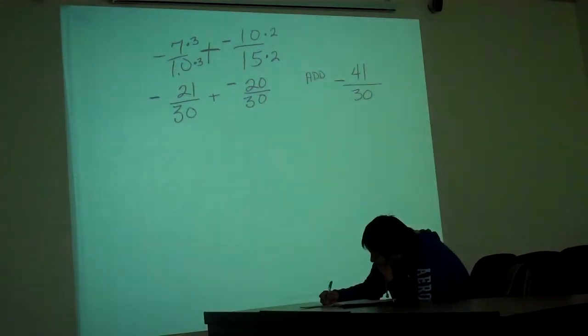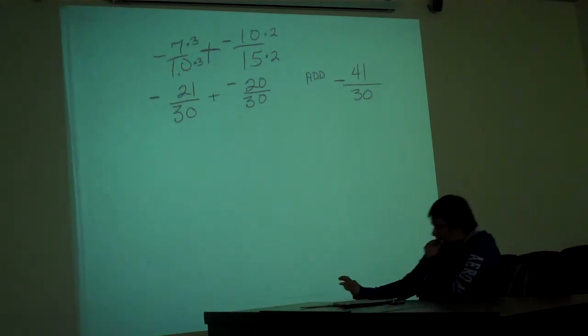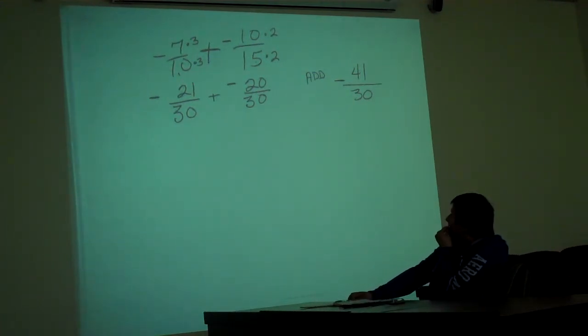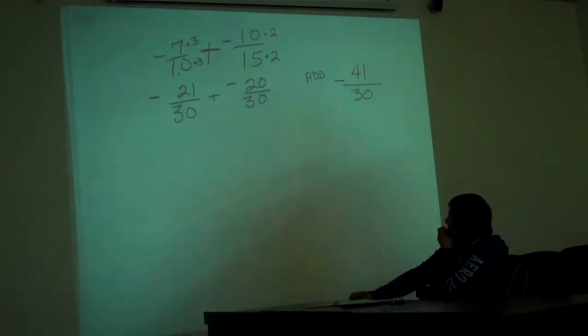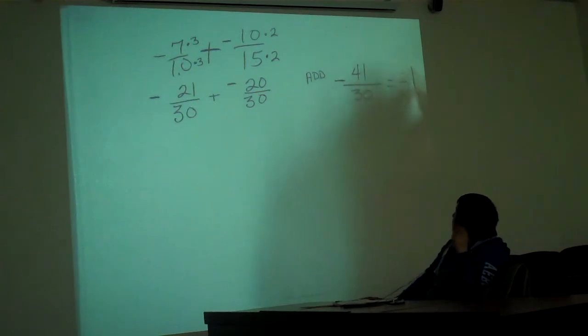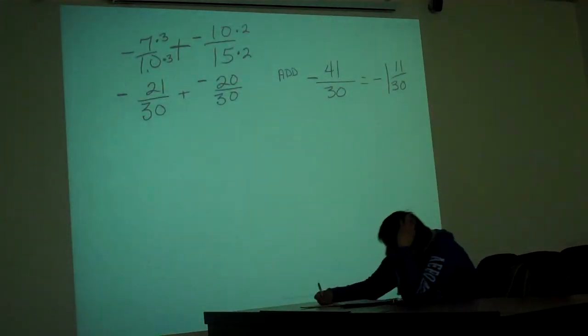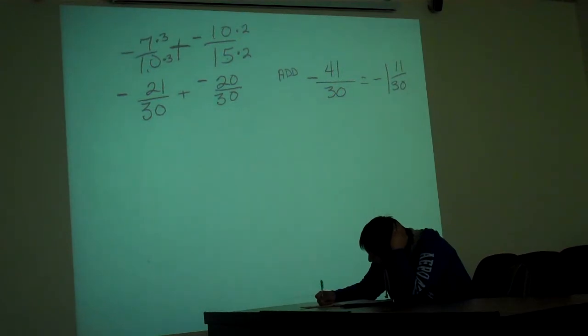Okay, you could go ahead and change that into a mixed number if you want to. This one, actually, the book left it. They're real bad about doing that. I would have changed it into -1 and 11/30, so that you don't leave improper fractions.